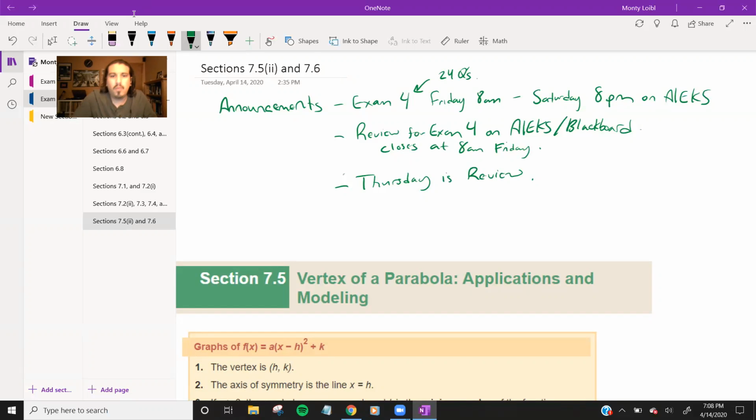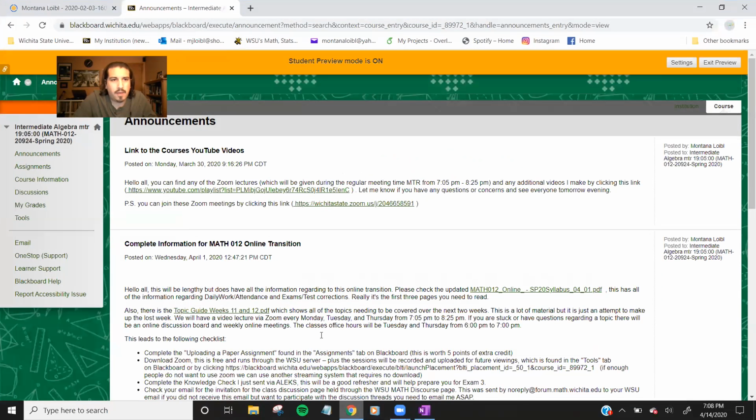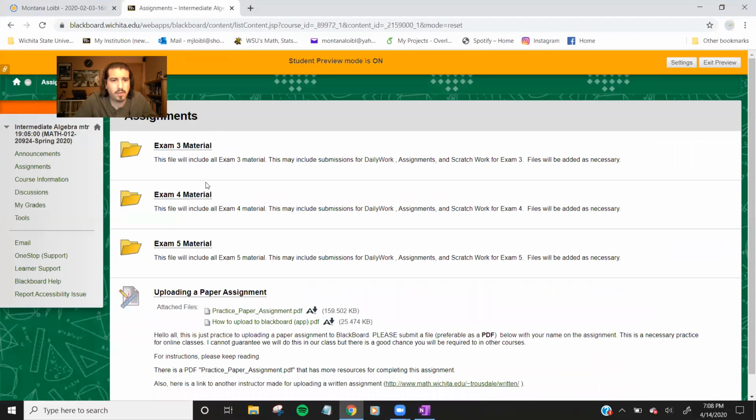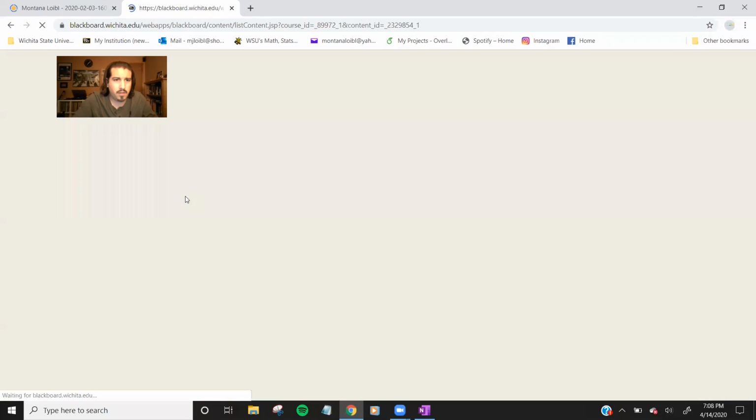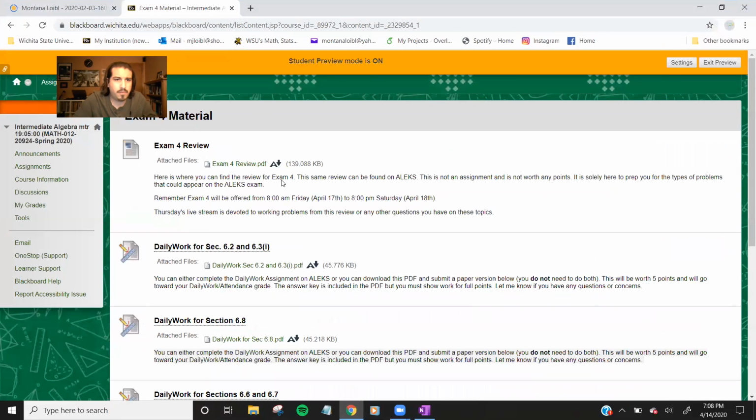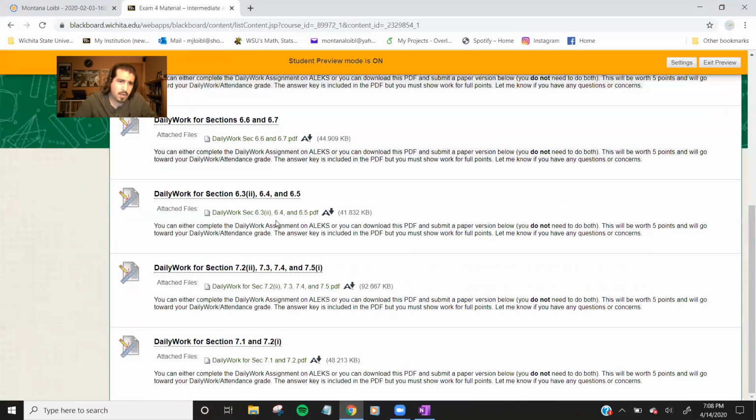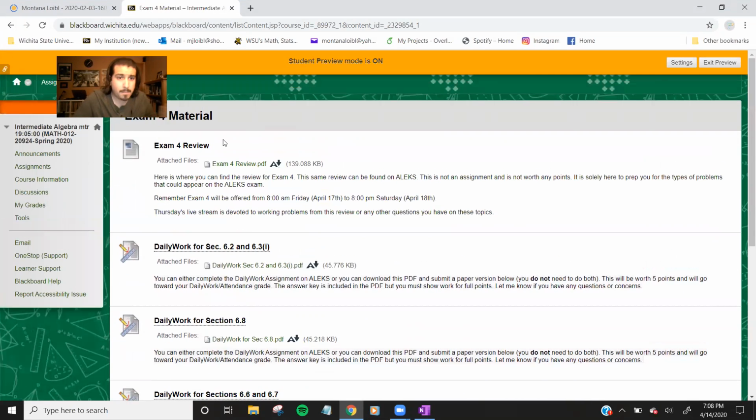Okay, so real quick, I wanted to show you where you can find the review on Alex. It's right here. You go to assignments, like you were going to look up your daily work here if you wanted to. It's under exam 4 material. And then it's right here, at the very top, at least it should be on the top for you guys too. And then here's all the other daily works that we've had this semester, including the one we're doing today, which hasn't appeared yet. It'll upload at 8:30. But this is where you can find it. Go to assignments and it's exam 4 review.